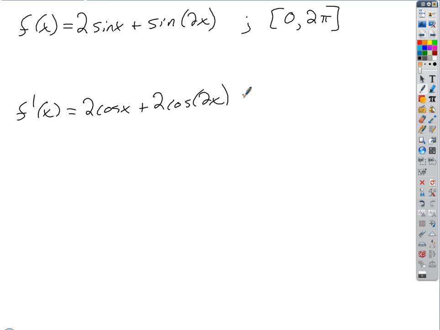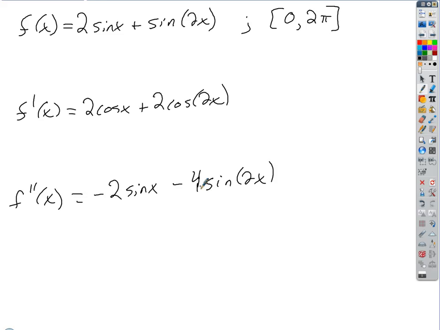While we're at it, let's do a second derivative. We're going to get negative 2 sine x minus 4 sine 2x. Do you see how we got it? Just skipping a step. All we did when we skipped the steps: the derivative of cosine 2x is minus sine 2x, and then the derivative of 2x is 2. So we'll pull that other 2 out front, but 2 times 2 is 4.